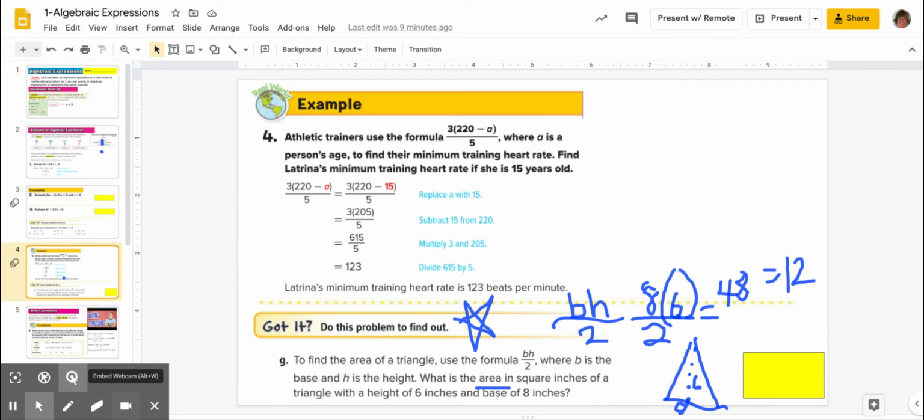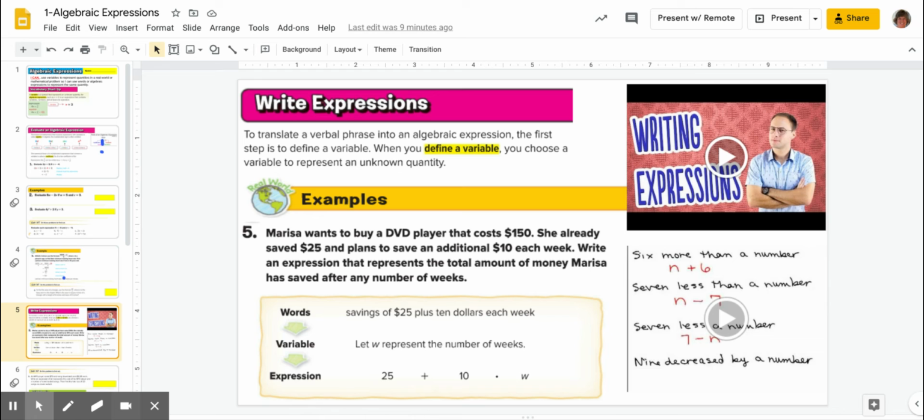Okay, and let's go on to our next slide. So we are going to write some expressions. And so what we need to do is we need to set up our own variables for an expression. So it says Marissa wants to buy a DVD player that costs $150. She already has saved $25 and she plans to save $10 each week. We don't know how many weeks though. Write an expression that represents the total amount of money that Marissa has saved.